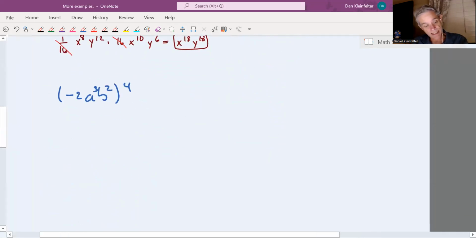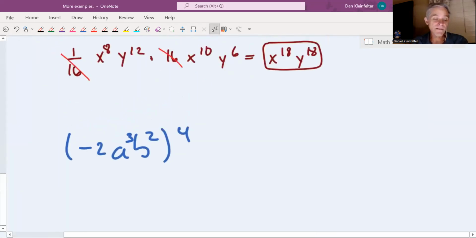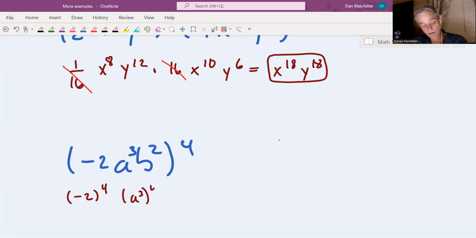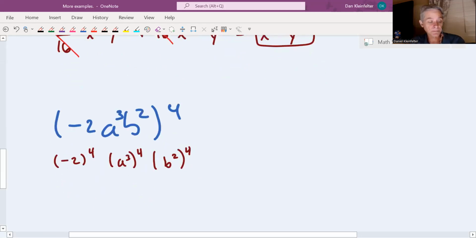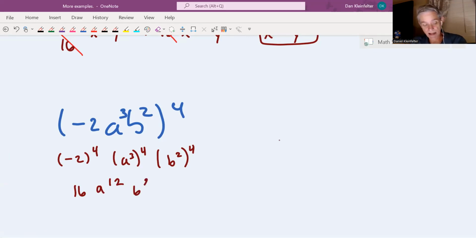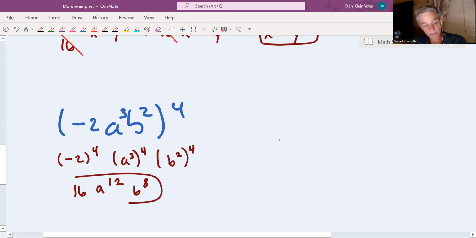Okay, I think this is our last example. It is. Okay, so we'll have (-2 a cubed b squared) raised to the fourth power. So this will be -2 to the fourth power, (a cubed) raised to the fourth power, (b squared) raised to the fourth power. -2 to the fourth is going to be 16. a cubed raised to the fourth power will be a to the 12th. b squared raised to the fourth power will be b to the 8th. Okay, and that'll do it.